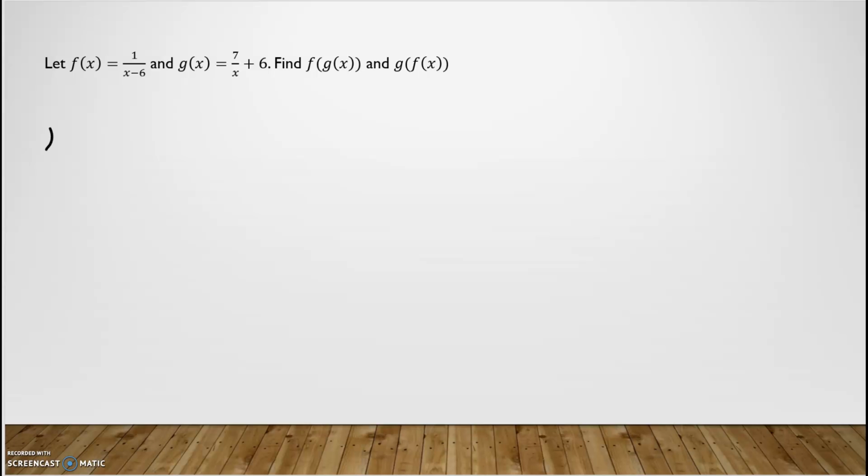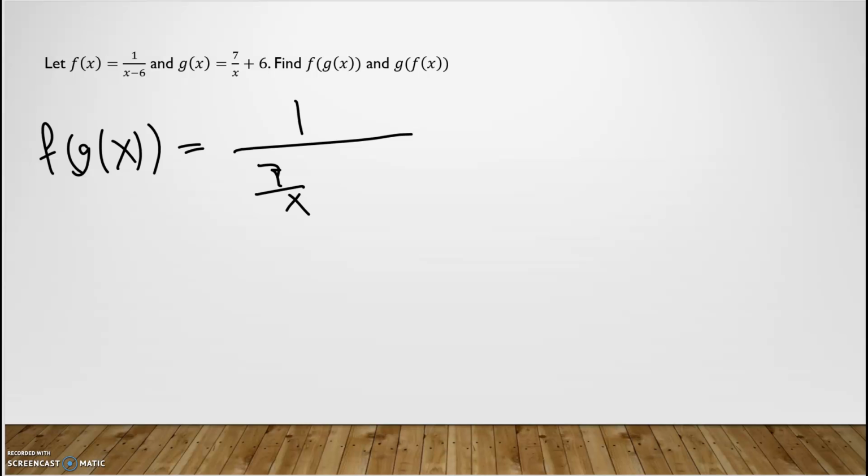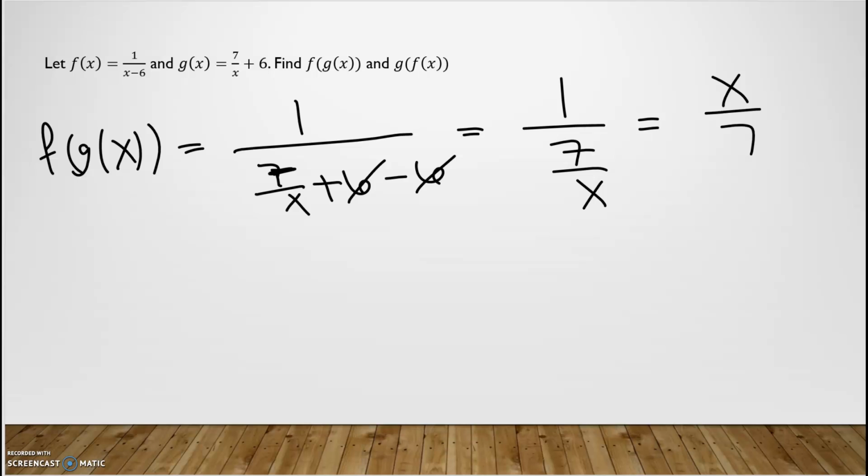Okay, this one we'll look at f of g of x. So we're going to take 1 over not x minus 6, but 7 over x plus 6, minus 6. Well, these cancel, and I'm left with 1 over 7 over x, which really means I just flip it. So this would be x over 7.